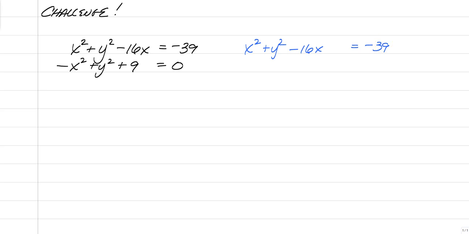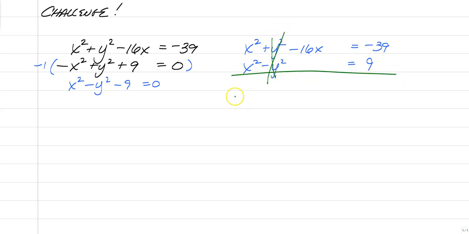And I'm going to rearrange the bottom equation. We need to get an opposite, so we're going to multiply everything by negative 1. So that is going to give us x squared minus y squared minus 9 equals 0, but we need to bring the 9 over to the right as well. So now we have x squared minus y squared is equal to 9. And our y's will cancel. So now we're going to have 2x squared minus 16x is equal to negative 30.